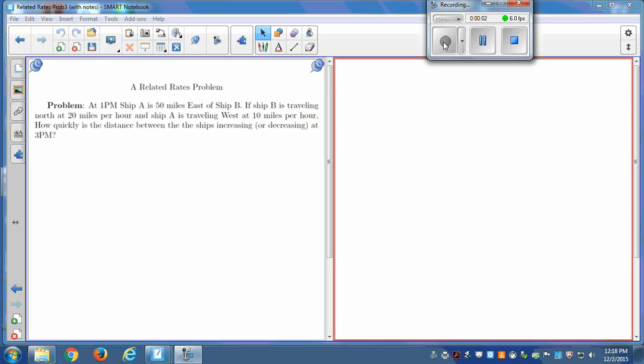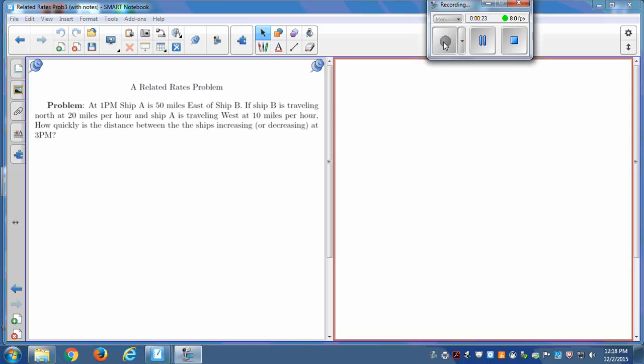Okay, so here's our problem. At 1 p.m., ship A is 50 miles east of ship B. If ship B is traveling north at 20 miles per hour and ship A is traveling west at 10 miles per hour, how quickly is the distance between the ships increasing or decreasing at 3 p.m.?